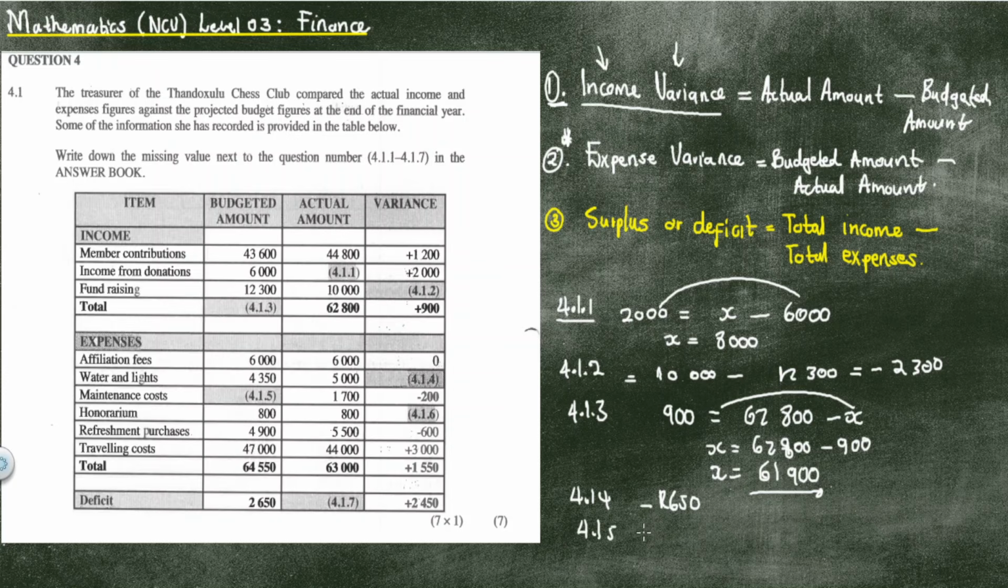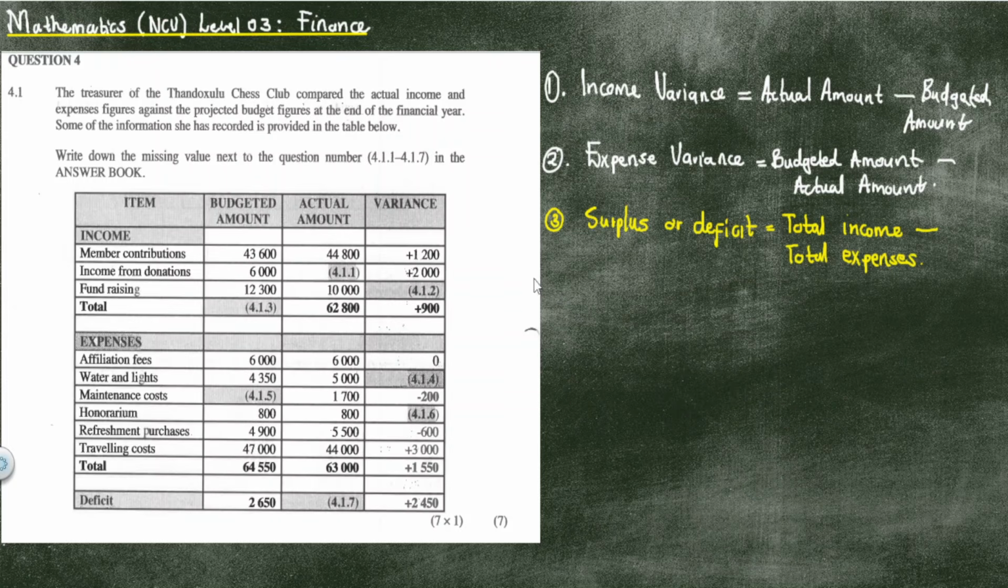4.1.4. So I have an expenses variance of 200 equal to the budgeted amount. I don't know what it is, so I'm going to put an X minus 1,700, which is the actual amount. So I'm going to transpose the 1,700, and then it's a minus 200 plus 1,700. So I'm getting an X of 1,500 rand. So this is the answer for 4.1.5.